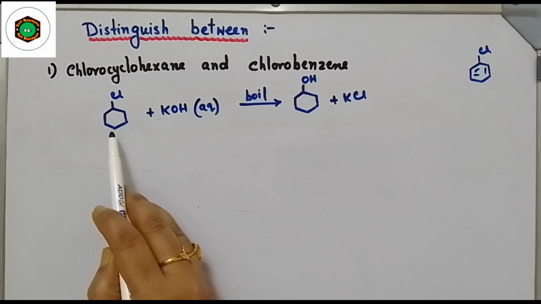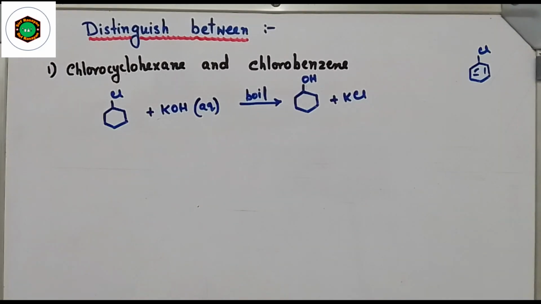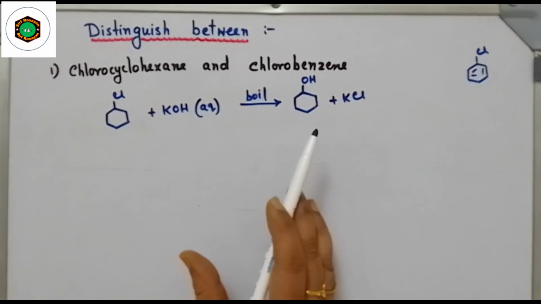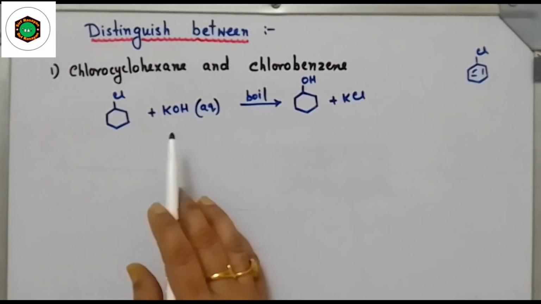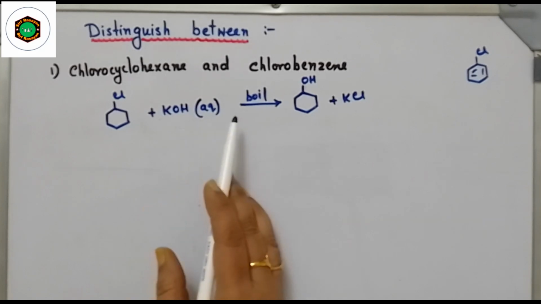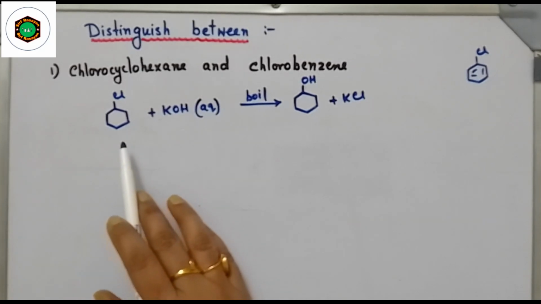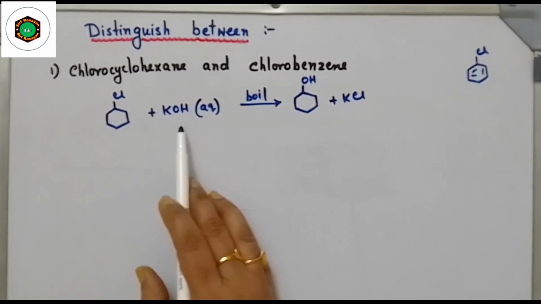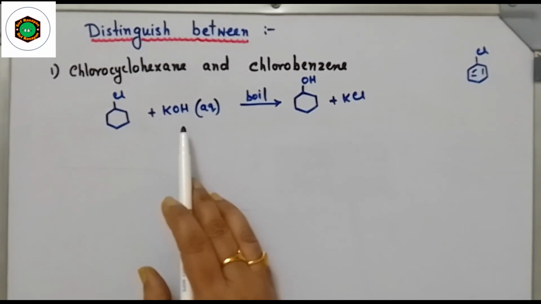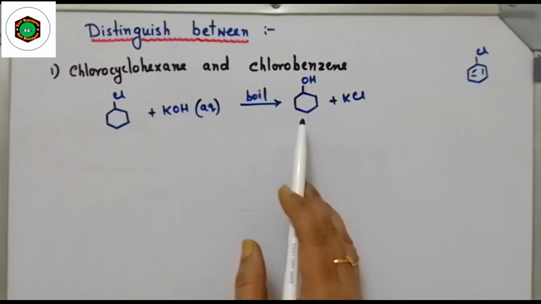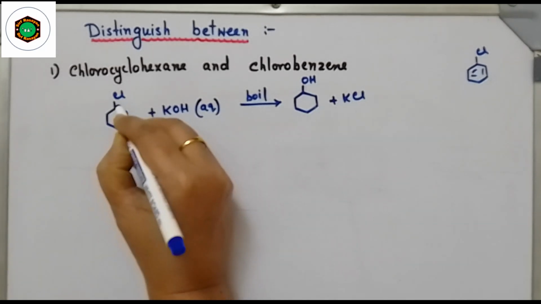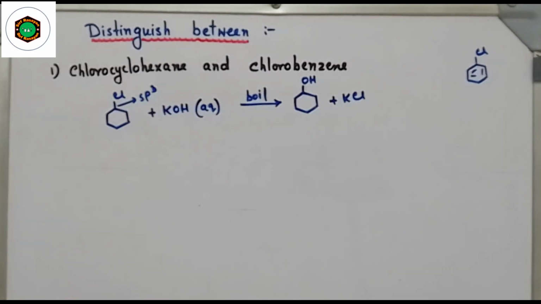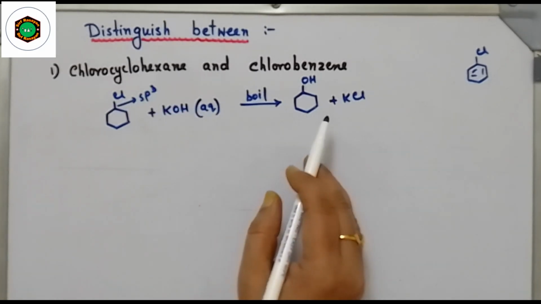This is chlorocyclohexane, this is chlorobenzene. Now you take the two compounds in two separate test tubes. Add aqueous KOH in each test tube and boil. Where chlorocyclohexane is there, by the treatment with aqueous KOH, nucleophilic substitution will take place. You will get cyclohexanol because this carbon is sp3 hybridized. So here nucleophilic substitution is easier.